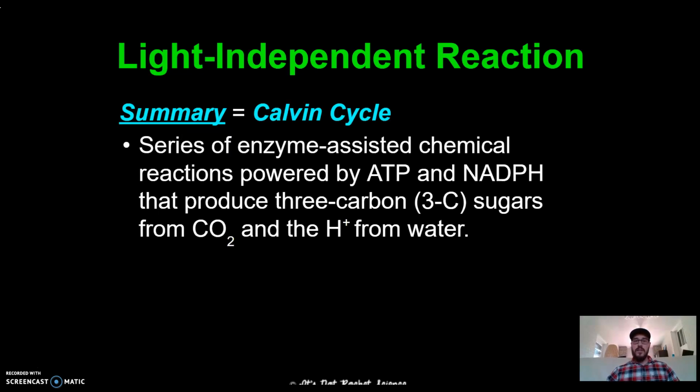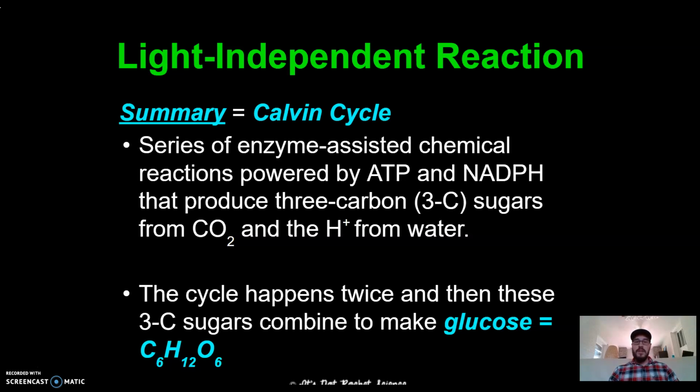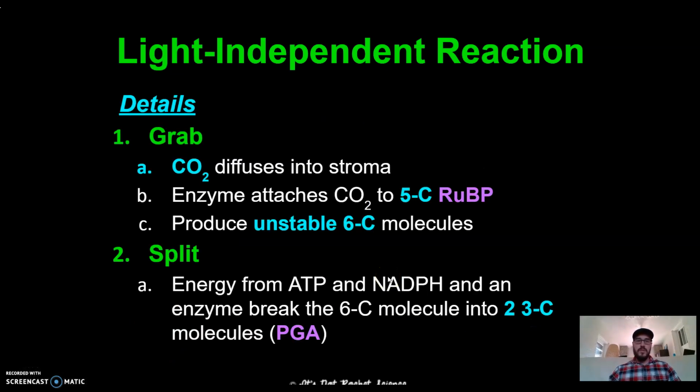The summary of the Calvin cycle is that you basically are taking a bunch of enzymes, powering them with ATP and NADPH, and they are taking carbon dioxide, sticking a whole bunch of carbon dioxides together, and that eventually makes a 3-carbon sugar. If you look here, glucose has 6 carbons. It basically makes a sugar that only has 3 carbons. And you take 2 of these 3 carbon sugars, stick them together, and you get a glucose.